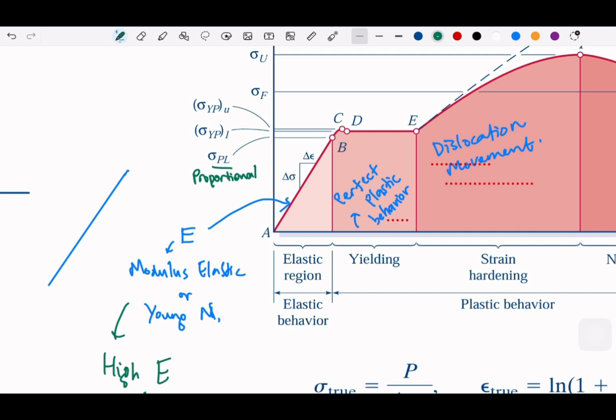We usually use this proportional stress to approximate the offset, the offset yield stress. This one we call the yield stress. It's the first time that the material is going to be plastically deformed.